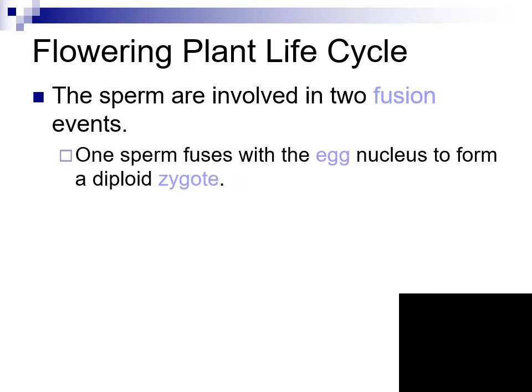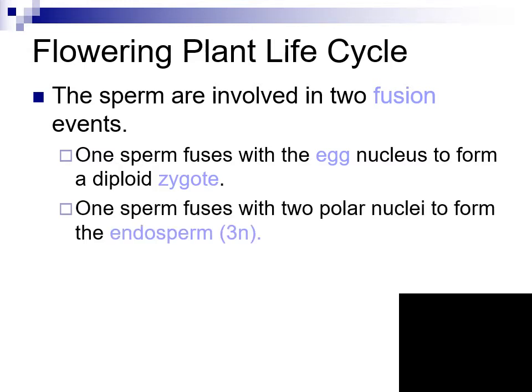So one of those sperm is going to fuse or fertilize with the egg, and that will give us the zygote. So that's normal fertilization that you would think about in humans or whatever, that an egg and a sperm get together and they make a zygote, which is going to become the next generation.